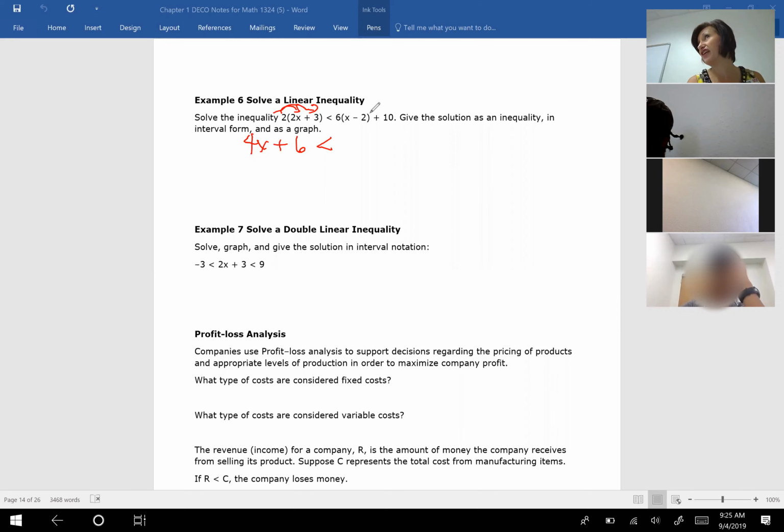Can we distribute there? 6x minus what? Be careful. Yeah, we're going to have to multiply everything in the parentheses by 6. So 6 times x is 6x. And then if you want to think of that as plus and negative, we're going to have plus 6 times negative 2 is negative 12. And then I have a plus 10. Okay, are we good on getting rid of those parentheses? Everybody okay? All right, now what would we do?